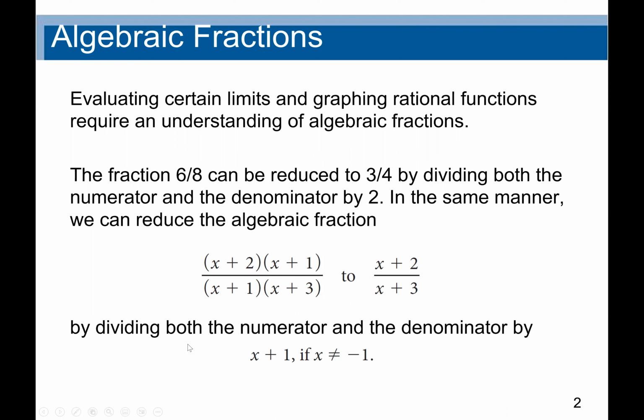Here we are dividing both the numerator and the denominator by x plus 1, only if x is not equal to negative 1. Because if x is equal to negative 1, we are going to get 0 in the denominator. And we know any value divided by 0 has no answer.